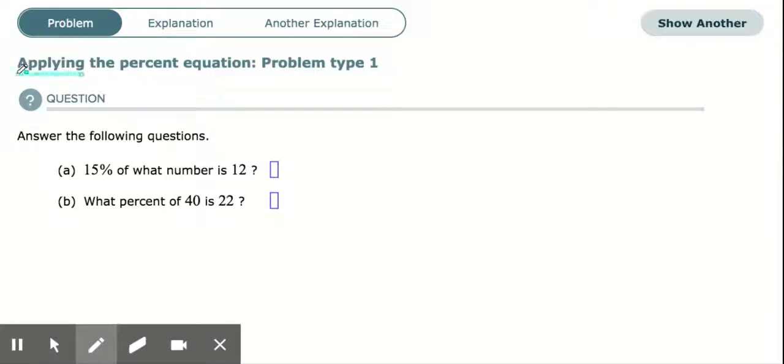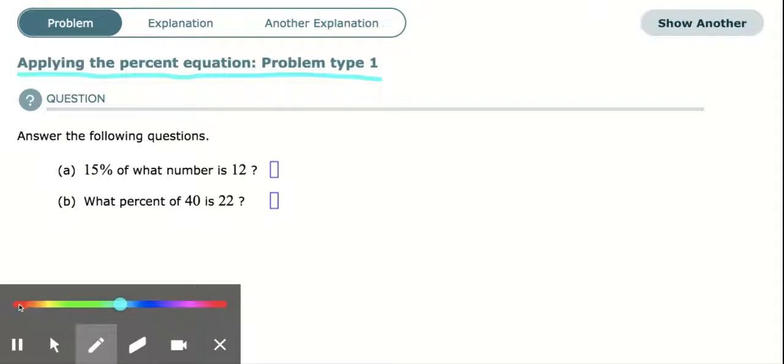This video will be on applying the percent equation, problem type 1. Whenever you have a percent equation, there's a couple of different ways that we're going to be looking at it. So let's go ahead and read this and let's translate it. Let's use some different colors.